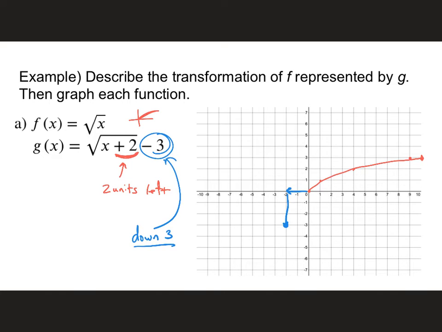Then this next point, 1, 1. Left 2, down 3. It's now at the point -1, -2. The point 4, 2. Left 2, down 3. It's now at the point 2, -1. And then the last guy we have up here, 9, 3. That's going to go left 2 and down 3 units. It now is the point 7, 0. And I'm going to connect the dots there and come up with my new curve.